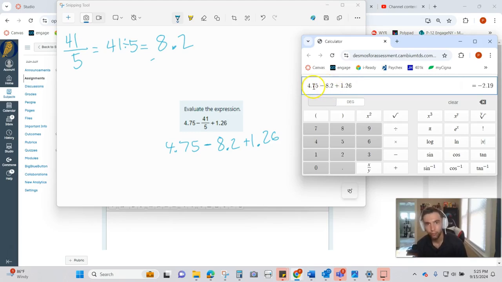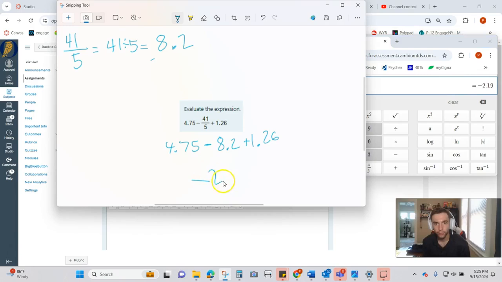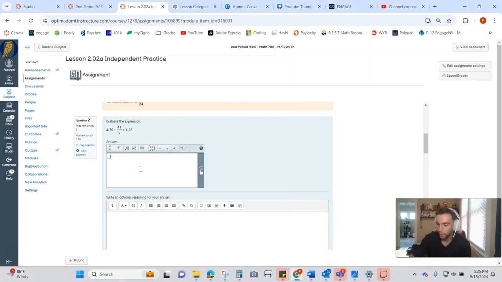So I get almost 5, I get a little more than 1, but then I lose 8, so that means I will have lost more than I got. So my answer will be negative, about 2 negative. So that answer makes sense. That answer is reasonable. Negative 2.19 is our answer. Negative, push the minus button, 2.19.